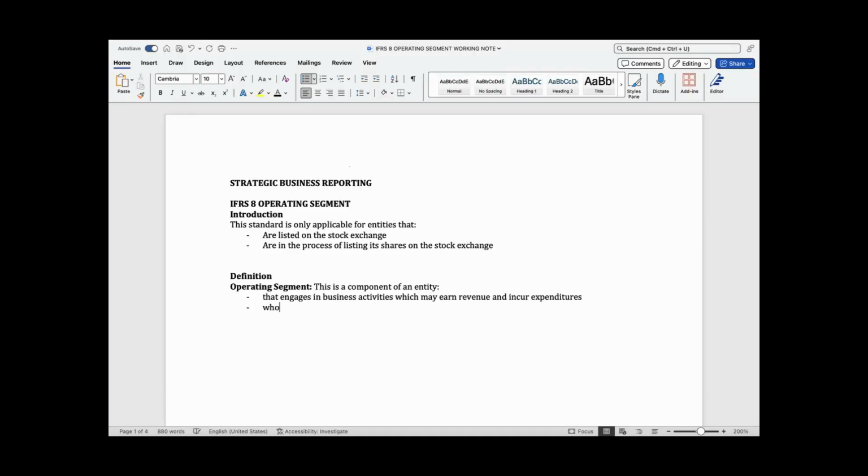Two, whose operating results are regularly reviewed by a CODM, who is called a Chief Operating Decision Maker, who is a person that allocates resources to each segment, and at the end of the year, assesses their performance.